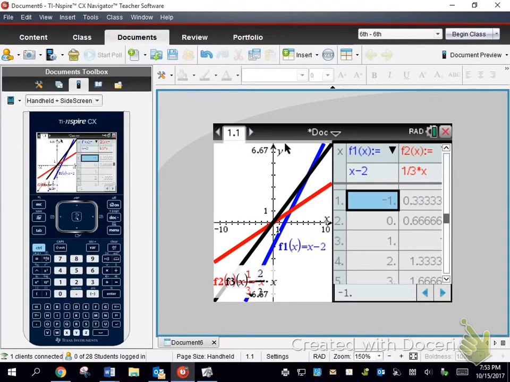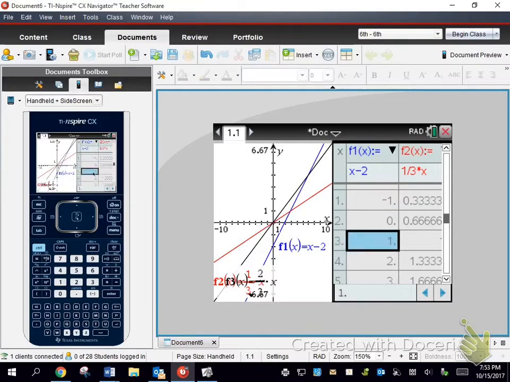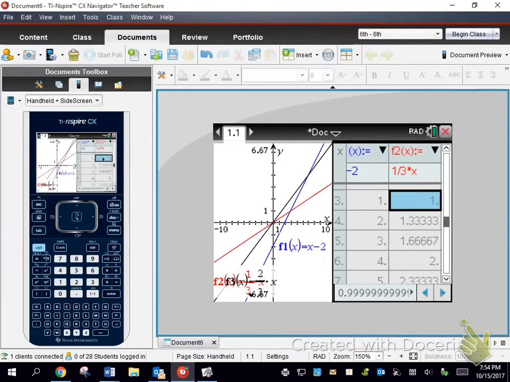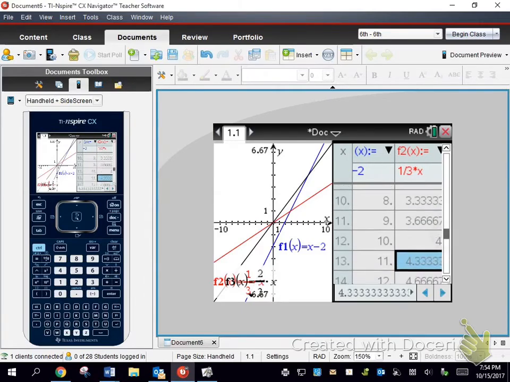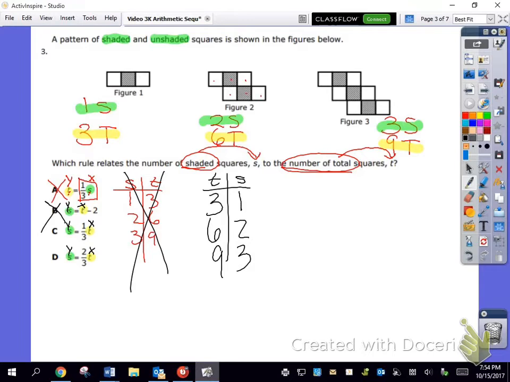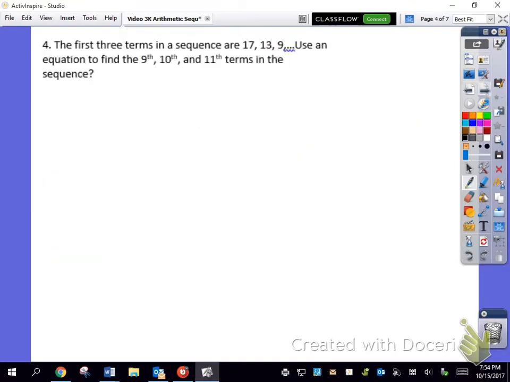Now this time, remember, I wanted the 3 to go with a 1. So I go down to the 3. Here's a 1. And then 6 had to go with 2. Oh, that doesn't match. So the first one doesn't match, okay? So the 3 had to go with the 1. There's a 1. The 6 had to go with the 2. That one matches. And then the 9 had to go with the 3. So the red one matches. So that would be C. So be careful how you set that up.